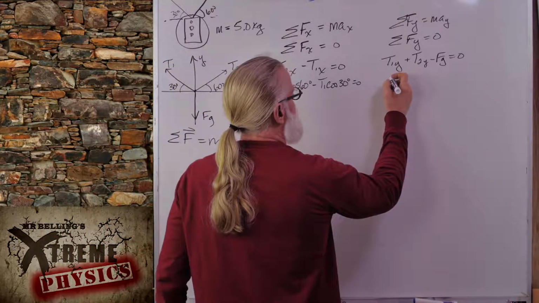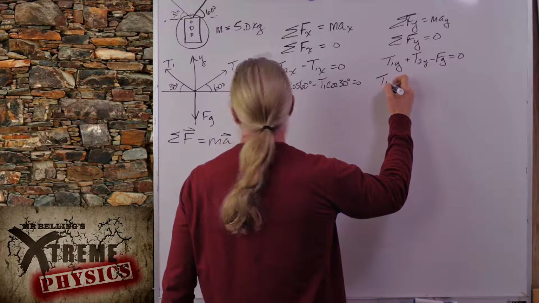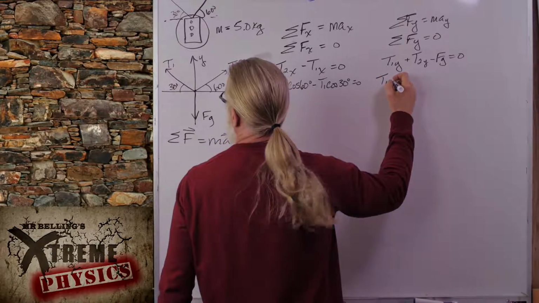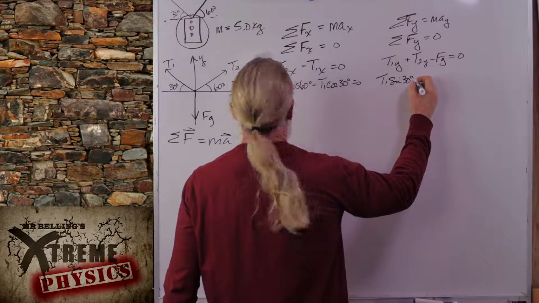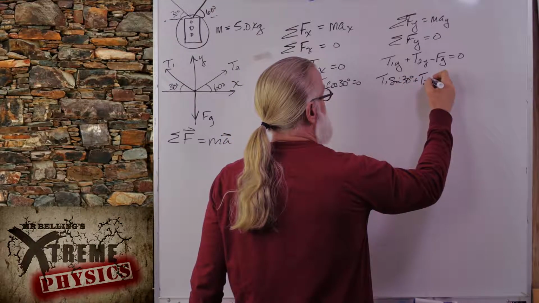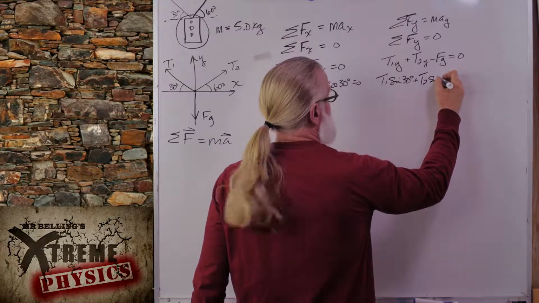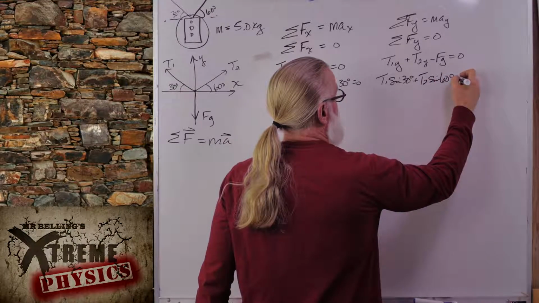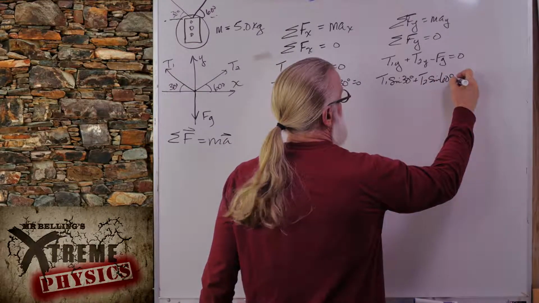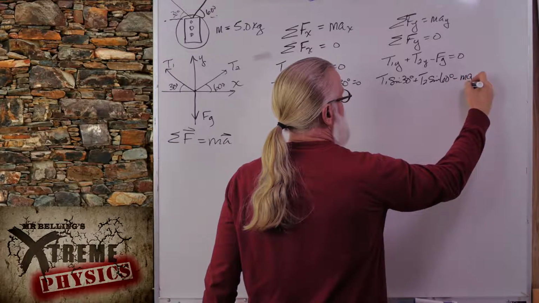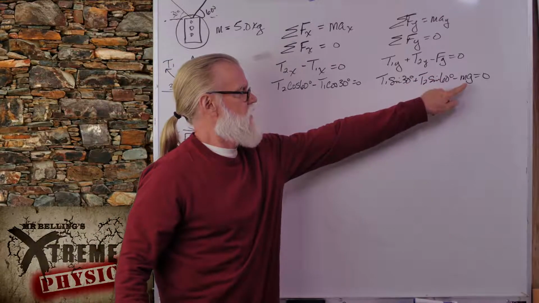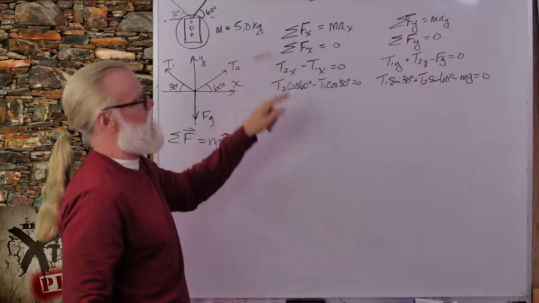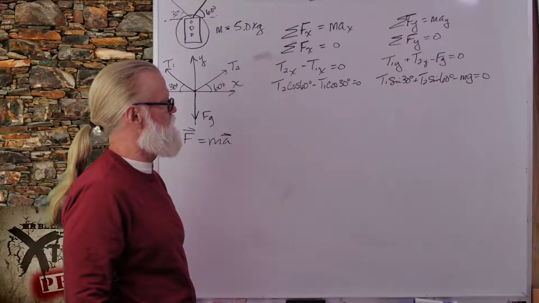All right. So T1y is T1 times the sine of 30 degrees plus T2 times sine of 60 degrees minus, I'm going to replace FG with mg, equals 0. So FG is mg, because they gave us the mass, so we're going to be using mg.